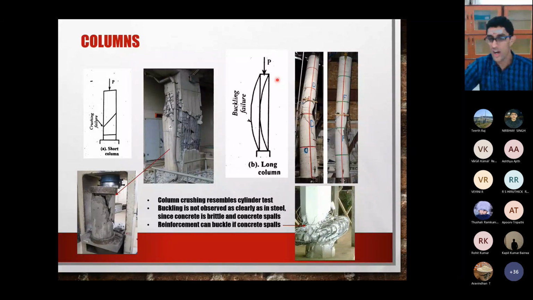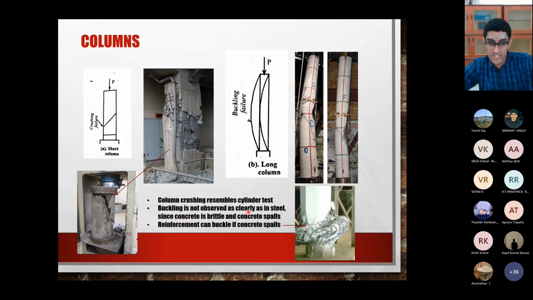Okay, so Euler's buckling formula applies as long as the material has the proper E value and is a nice elastic material. It's not directly suitable to concrete, but if the column is quite long, it still is applicable. So column crushing resembles a similar cylinder test.